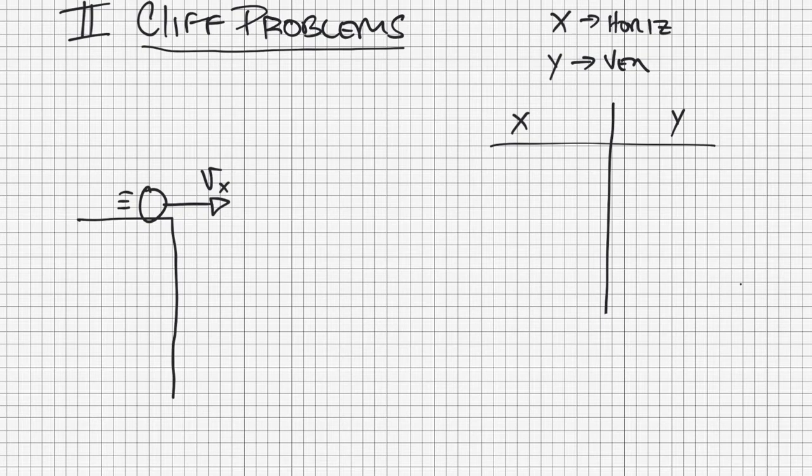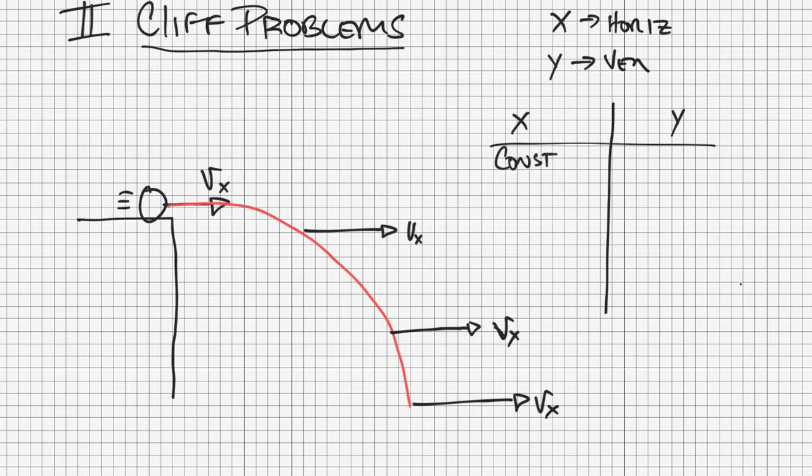Now this object, when it rolls off of a cliff, is going to take a path that looks something like that. What's going to be true is that the x velocity is going to stay the same throughout. That x velocity is not going to change. That's a constant velocity. So x motion is constant, and then the y motion is going to be accelerated.